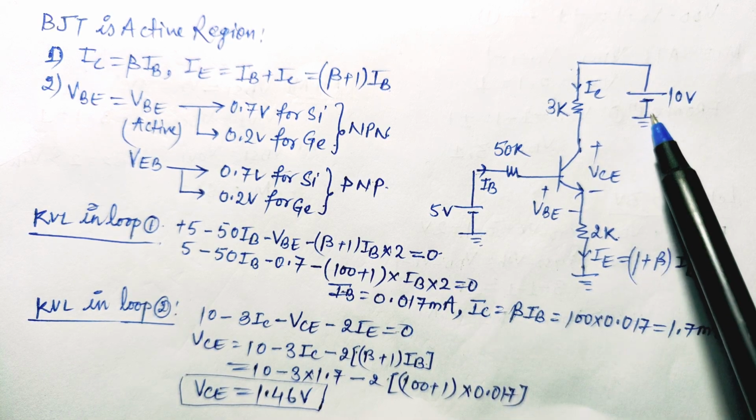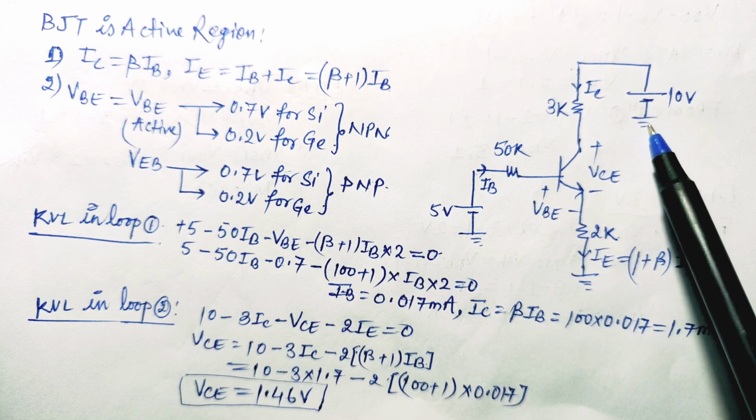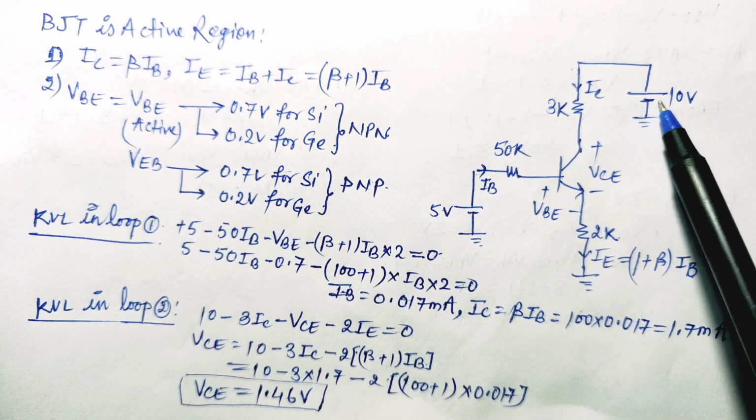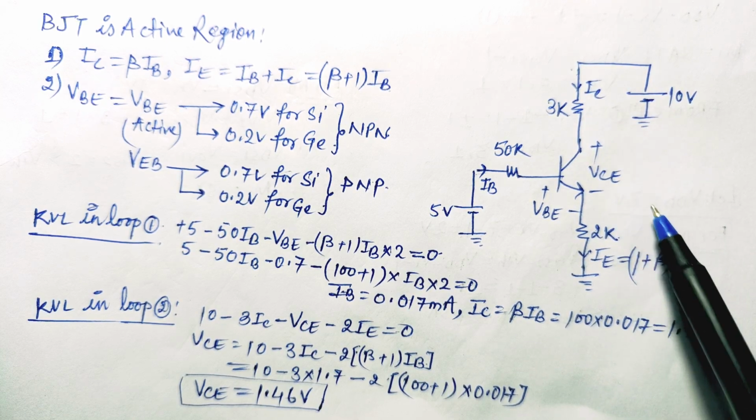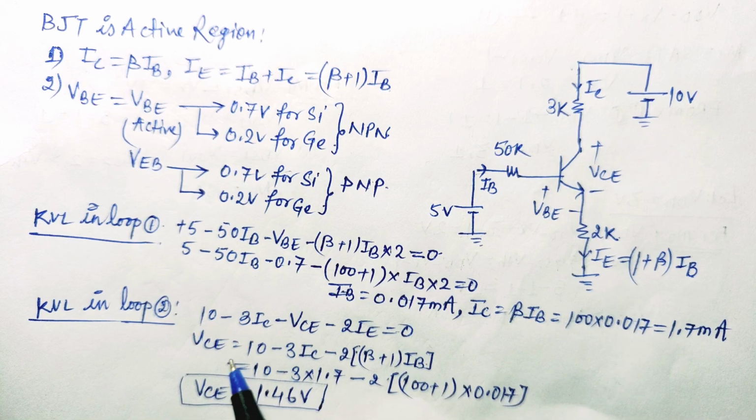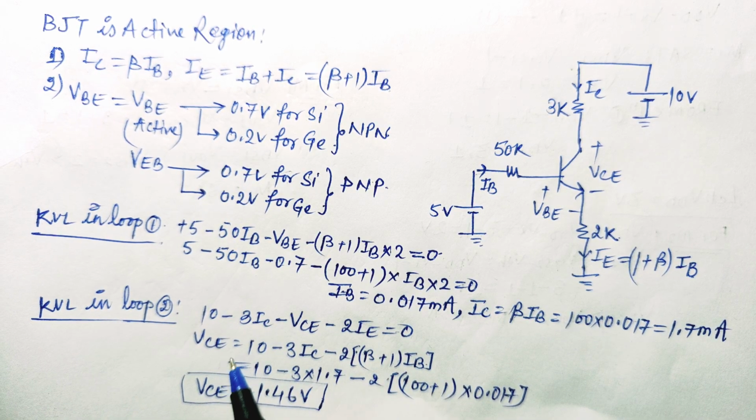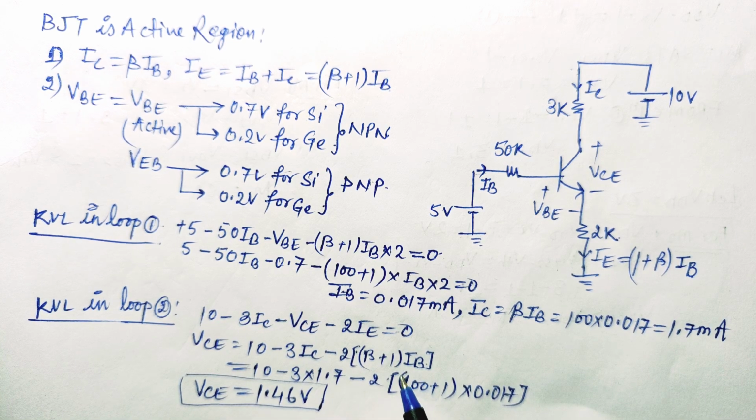If we apply KVL in loop 2, this output loop, then it will be equal to 10 minus 3IC minus VC minus 2 into IE equal to 0. By putting the value of IC, that is beta plus 1 IB, VC can be calculated as 1.46 volt. Here the value of IB can be written from here. So we have calculated the value of IC, that is 1.7 milliampere, and VC, that is equal to 1.46 volt. So this is the answer of our question.